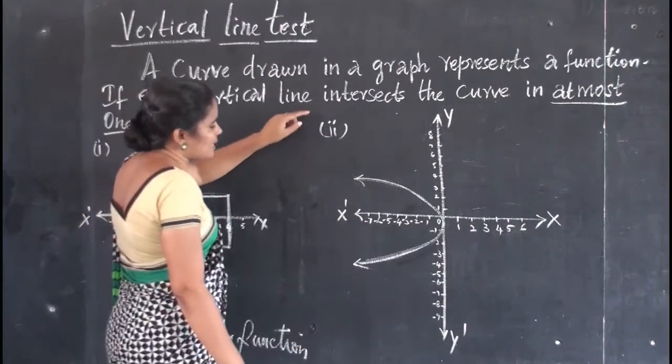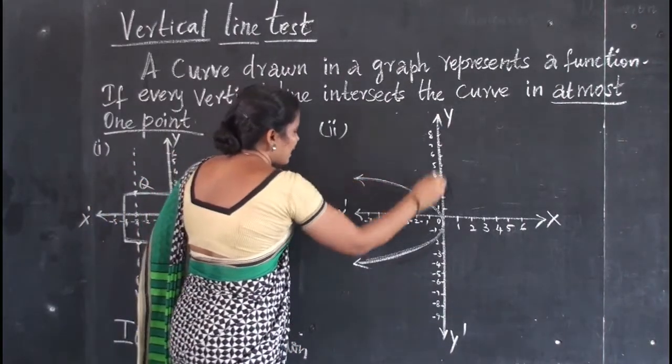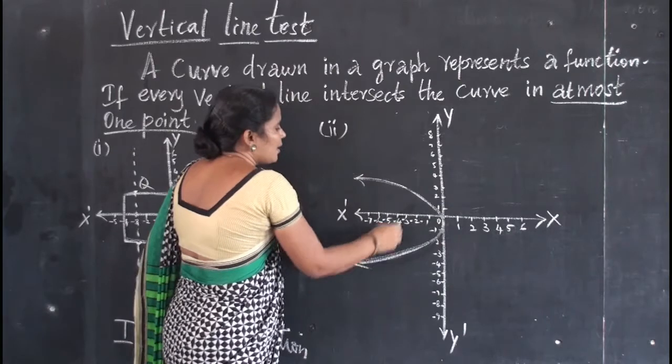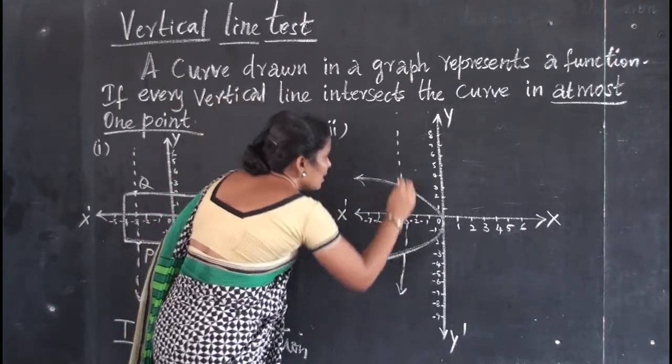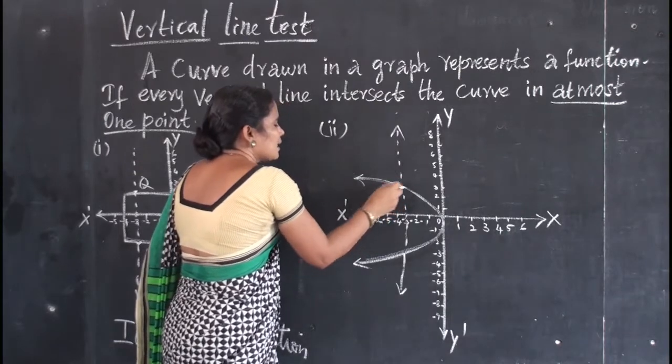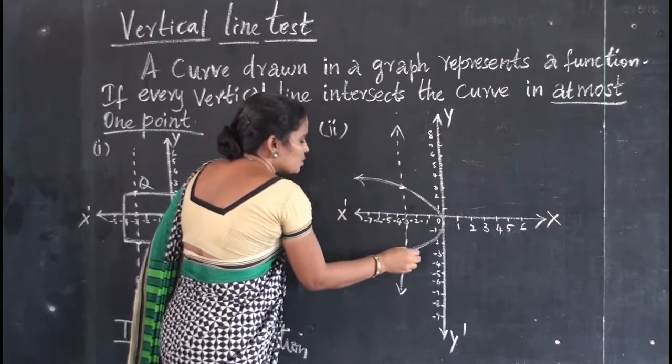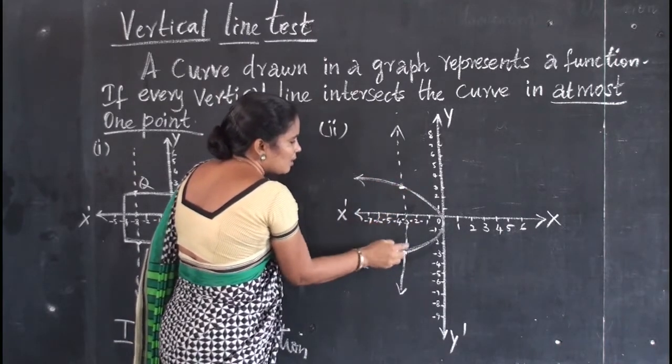In another example, here we have a graph which represents a curve. If we draw a line which intersects the curve, once again the given curve intersects at 2 points.